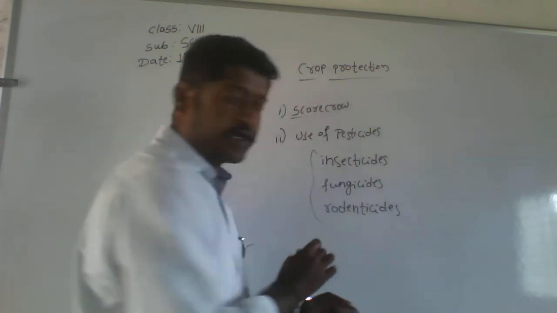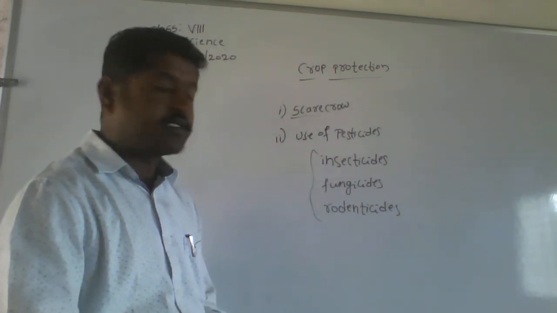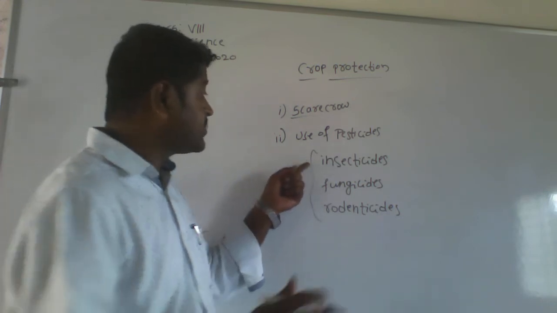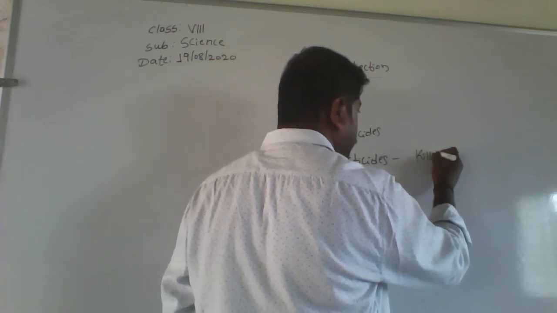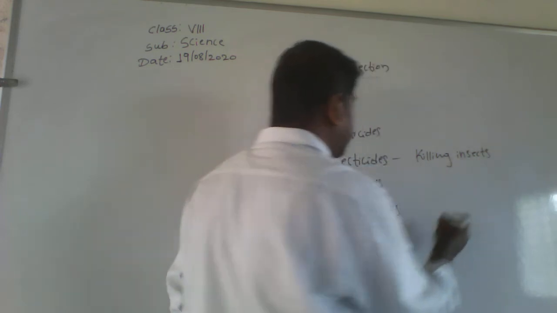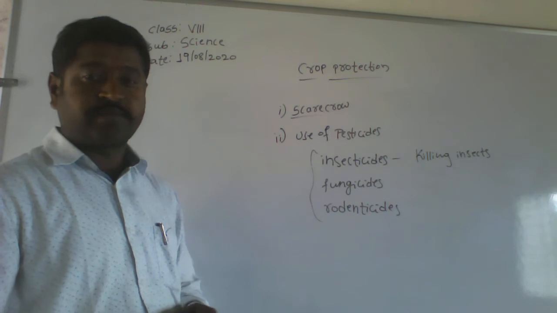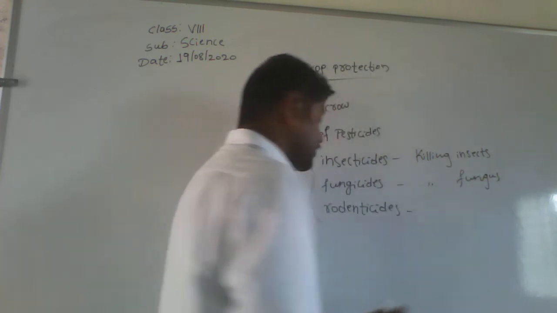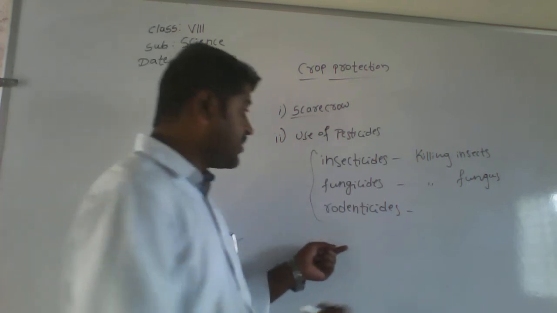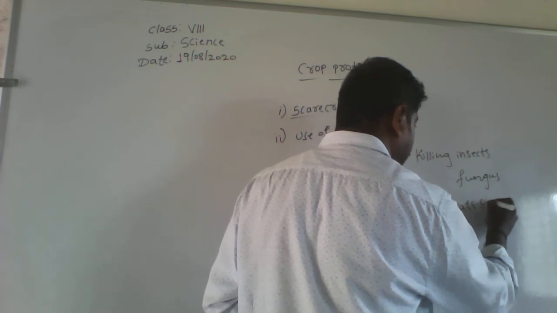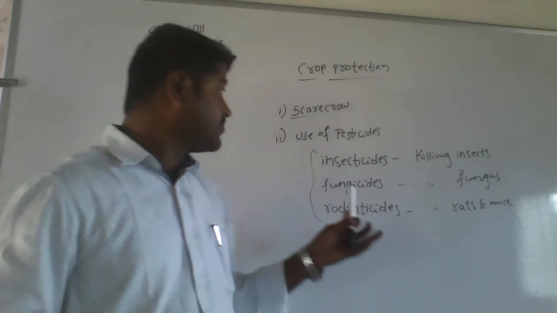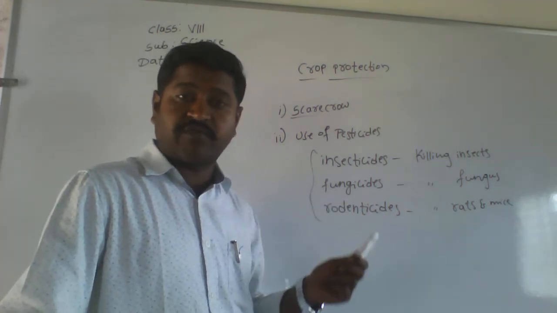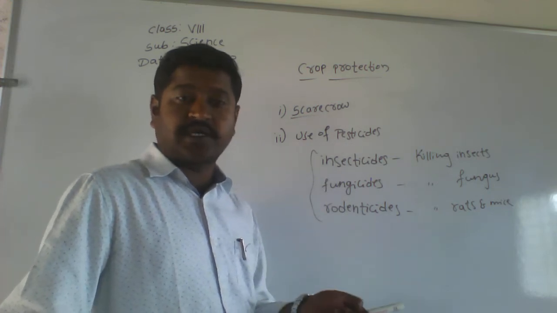So these are the types of pesticides used, right? One is insecticides, the other is fungicides, the other is rodenticides. What is this insecticide doing? It is killing insects. Then what about fungicides? A fungicide is killing fungus. Then what about rodenticides? It is killing rats and mice. So these are the types of pesticides that we use often. One is insecticide, which is going to kill insects. One is fungicide, which is going to kill fungus. And the other one is rodenticide, which is going to kill rats and mice.